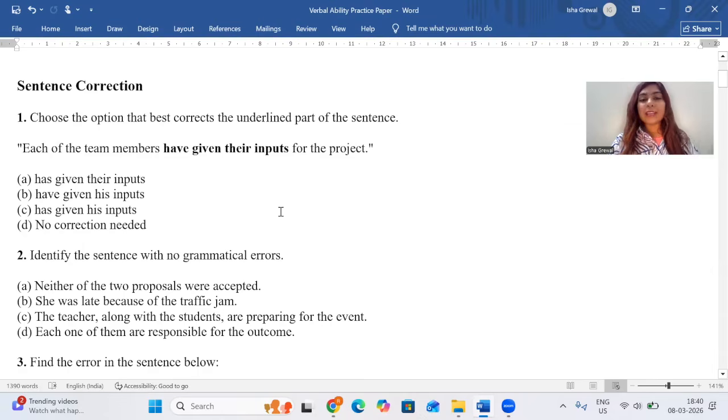Those who have been attending my classes, I have told you many times that with each we do not use the helping verb that is used for plurals, right? The helping verb used for plural over here is have. That is why this part of the sentence is incorrect. Each of the team members have given their inputs for the project. This is the incorrect part. So this would be the replacement: each of the team members has given the inputs for the project.